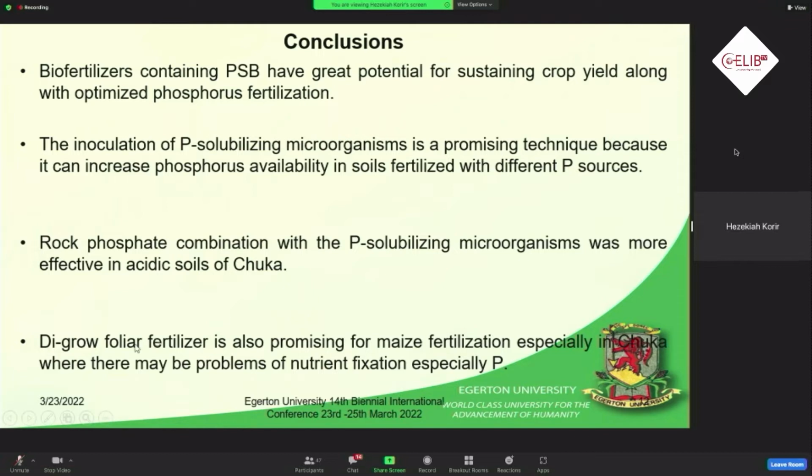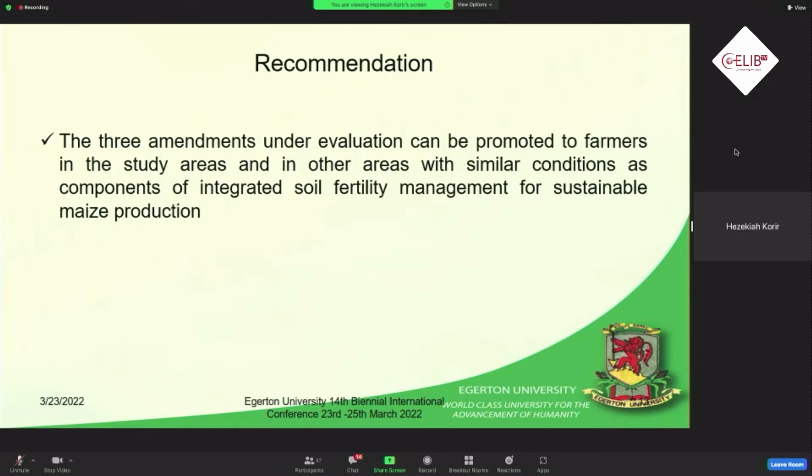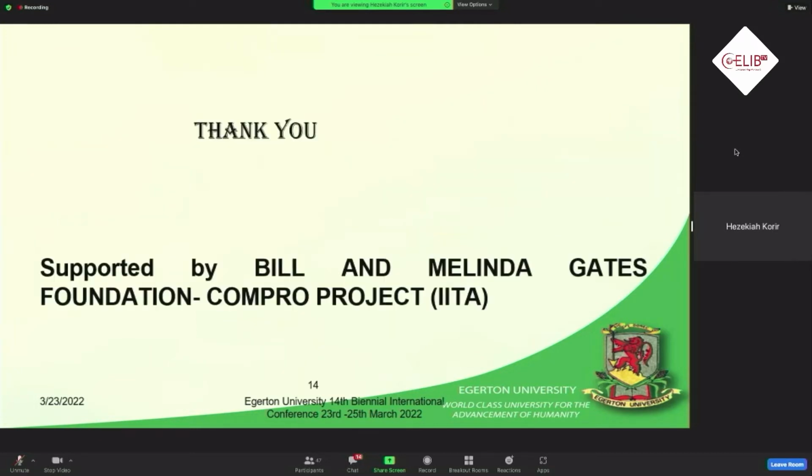And again, Digro is a foliar fertilizer. It can also be used, especially when we have issues with P fixation in the soil. This can be used as a foliar fertilizer to supply the nutrients to the crop. So as a recommendation, these products can be used. They are promising and can be taken up by the farmers.